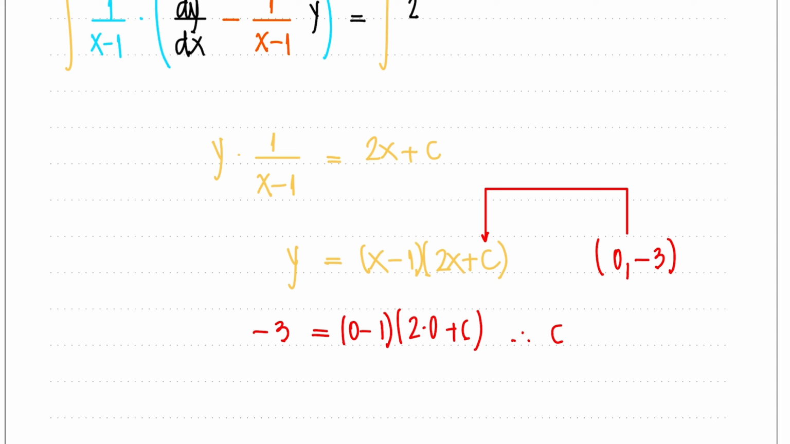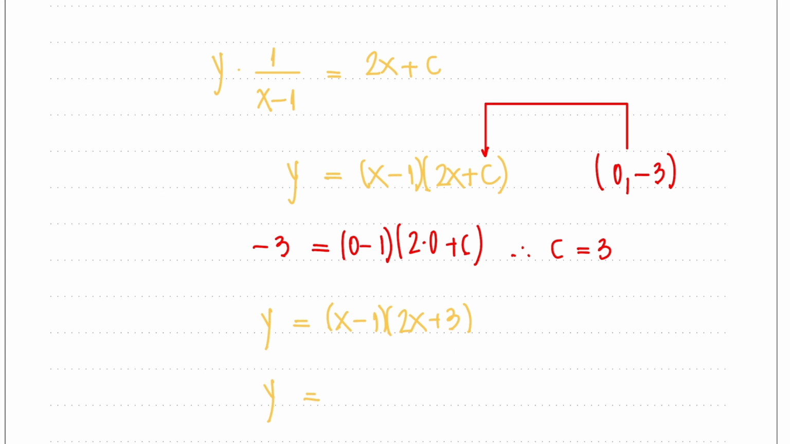So our y can be rewritten as x minus 1 times 2x plus 3. And if you FOIL, we get the same answer as question A, as we should. And there you go, 2x squared plus x minus 3.